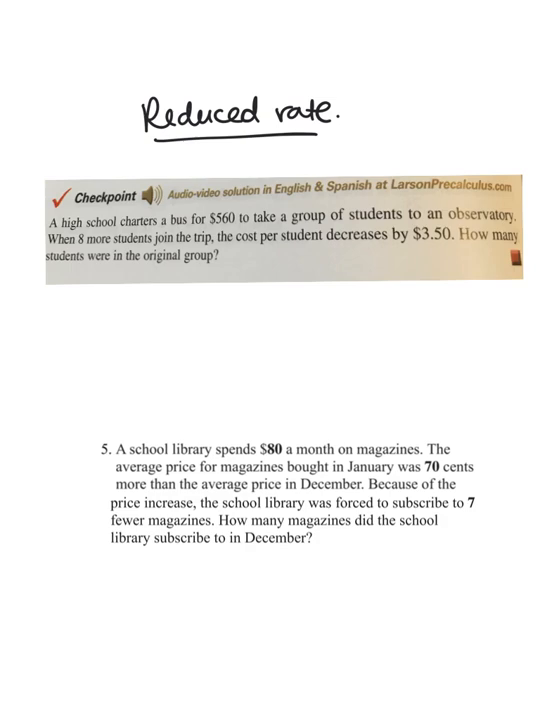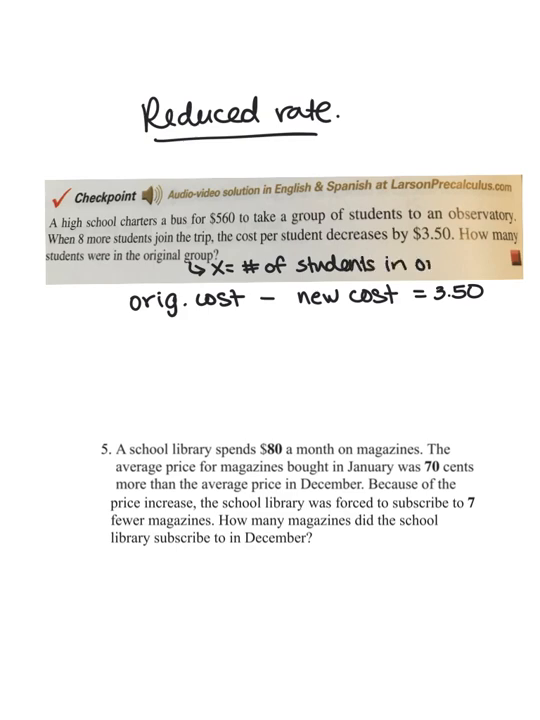Okay, so there is an original cost, and there is now a new cost. And when I take the new cost for each member and subtract it from the original cost per member, the difference is now $3.50. Okay, so if I let X equal the number of students in the original group, let's think about what their cost is going to be. So per student.